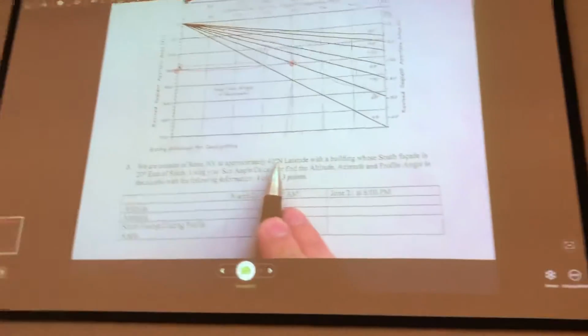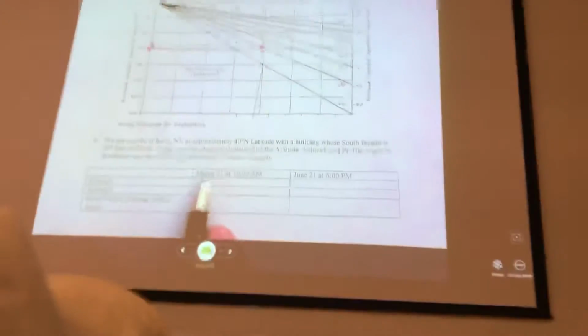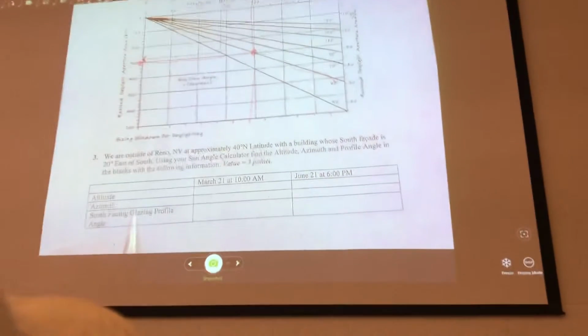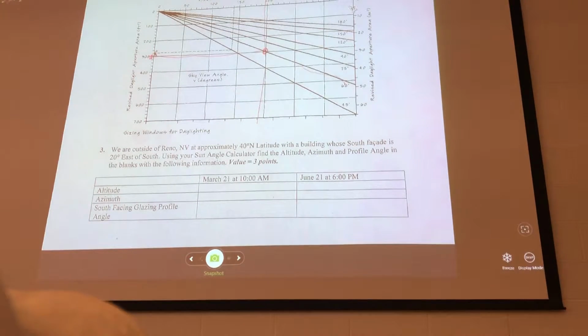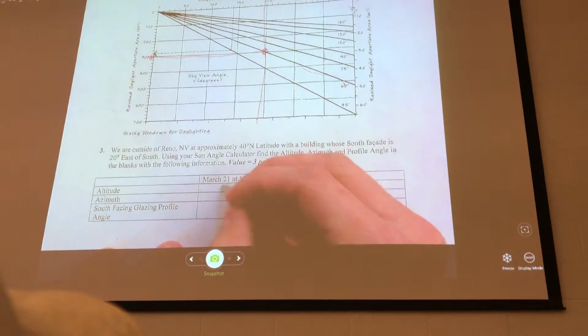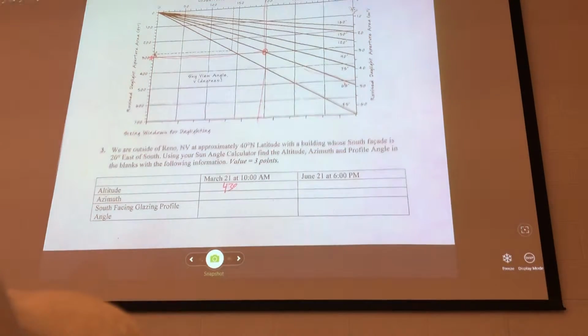Latitude? What about March 21st at 10 a.m.? What do we got for our altitude for our sun? 43? All right, 43. How about for the azimuth?